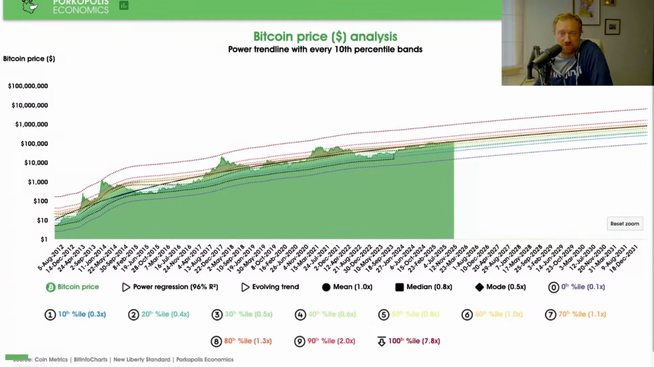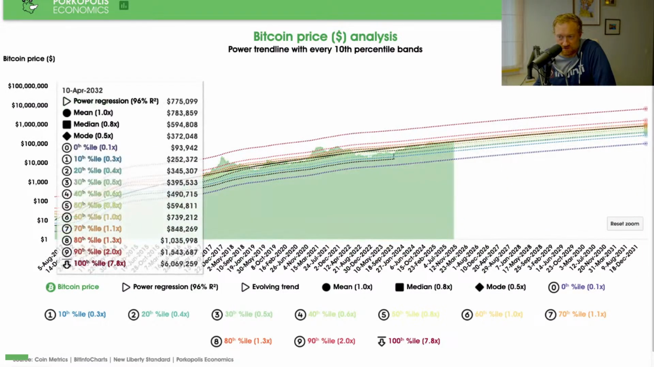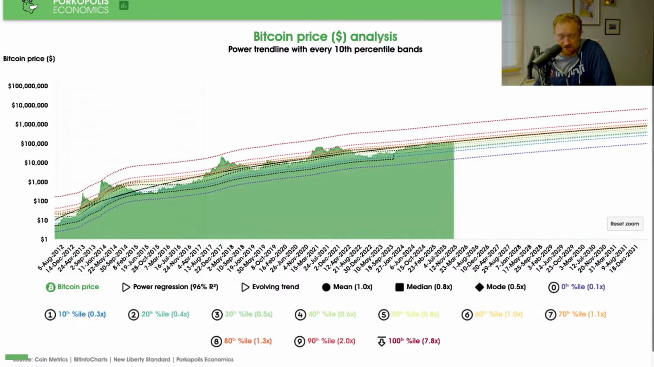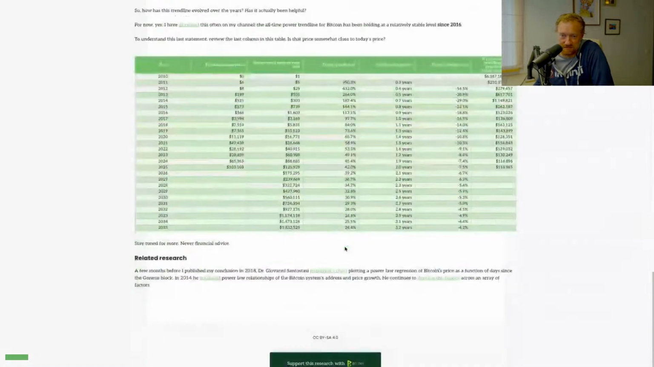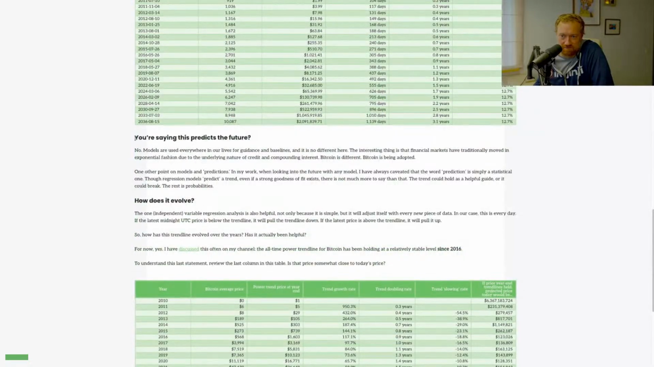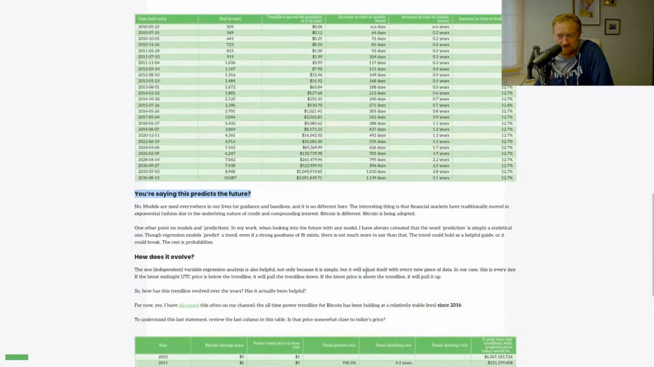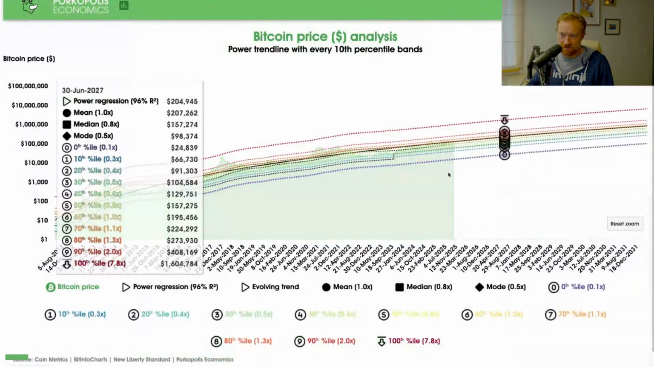Am I 100% sure that this curve is going to hold into the future and it's just going to grow like this in dollar terms? Of course not. I have no idea. I make the same disclaimer right here. You're saying this predicts the future? No. Of course, models tell us projections. They give us a statistical prediction. But that's a very statistical word when I say that. I have no idea. I'm just trying to take comfort in what I see. And what I see is this.